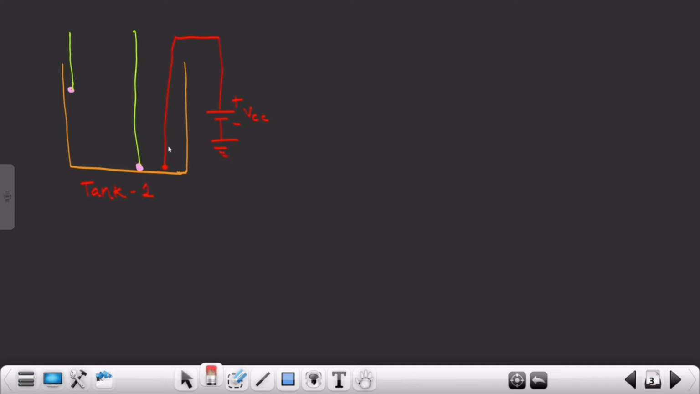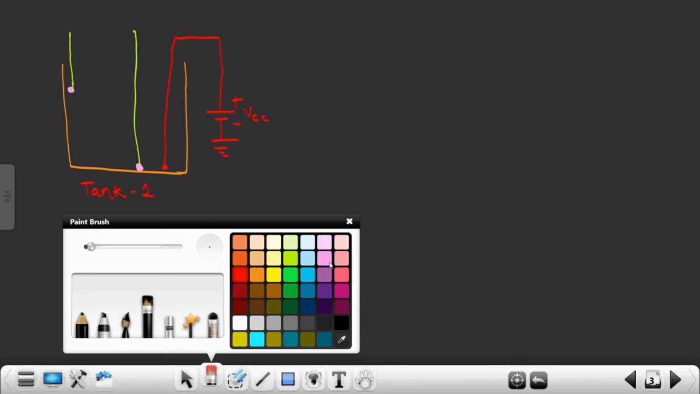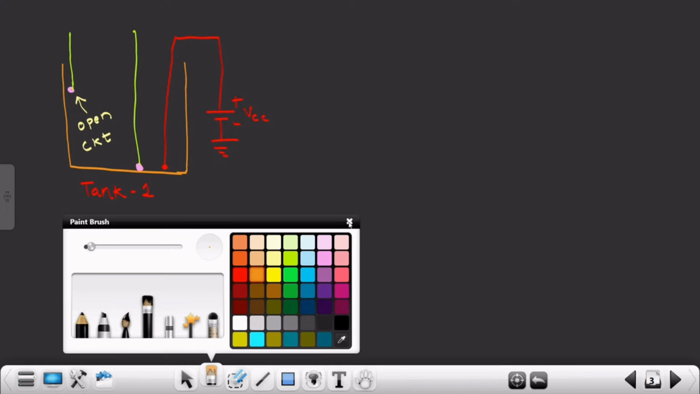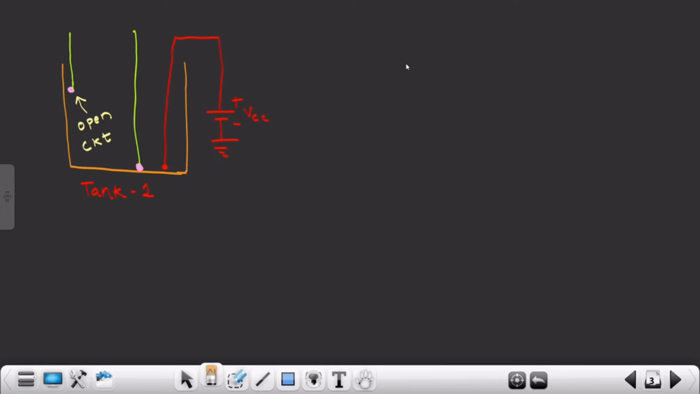Great. And now let's assume that there isn't any water in the tank. If there isn't any water, then these 2 wires will act as an open circuit. Great. And now we will take the second case, wherein, again, let me draw the tank.